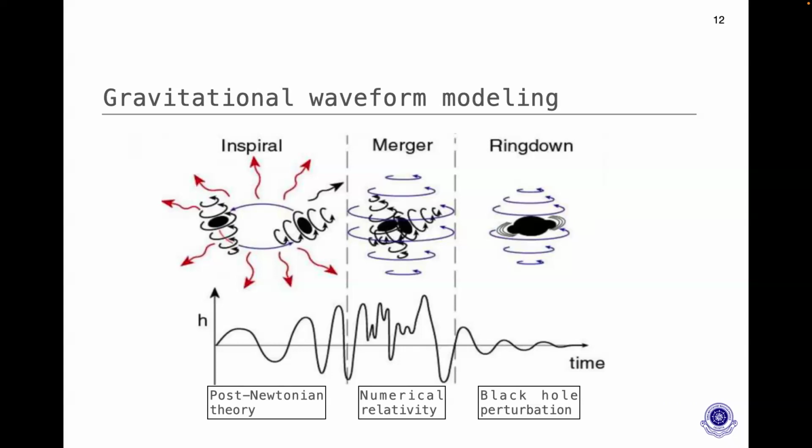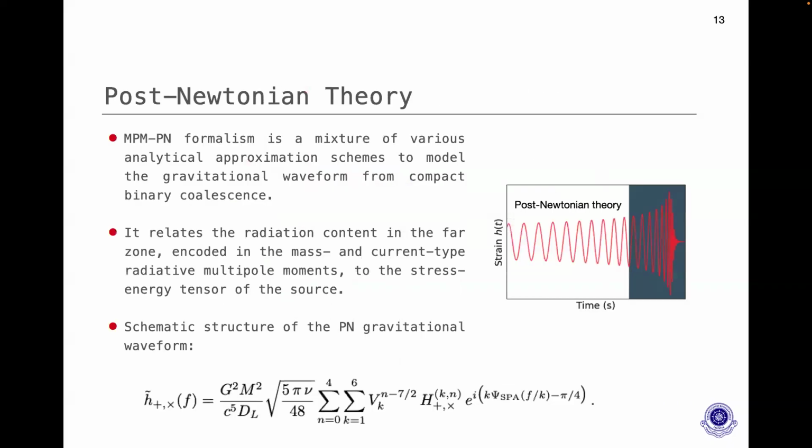Now you have a waveform in the inspiral regime, a waveform in the merger regime from numerical relativity, and a different waveform in the ringdown regime. You can stitch all these 3 together to find your complete inspiral-merger-ringdown waveform model. The first test that we are going to talk about is about this part of the waveform. That is, we will do a test of post-Newtonian theory.